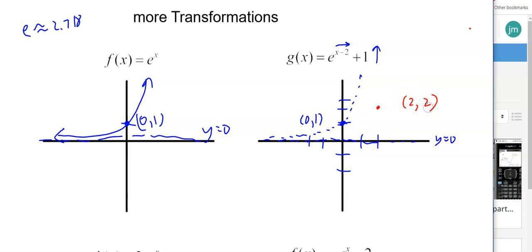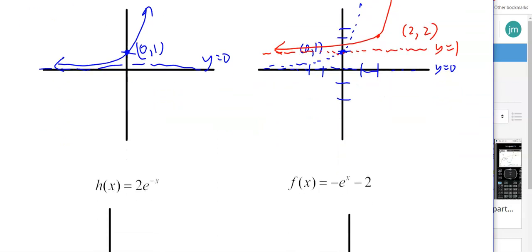So I like to follow that point. The asymptote moved up 1, so now it's at y equals 1. Always draw that before you draw your graph. And it's going to look kind of like this. Hits that point and starts boogieing up pretty fast. Something like that would be your graph.